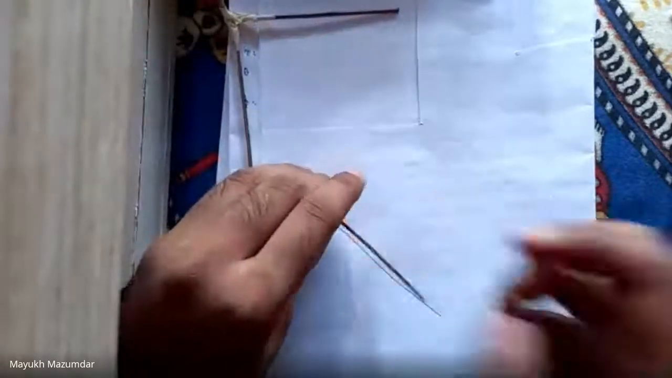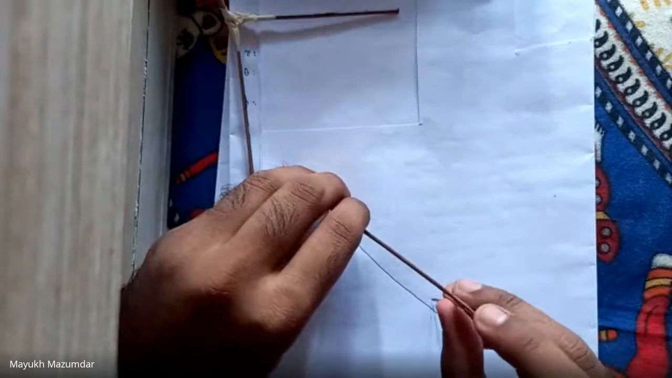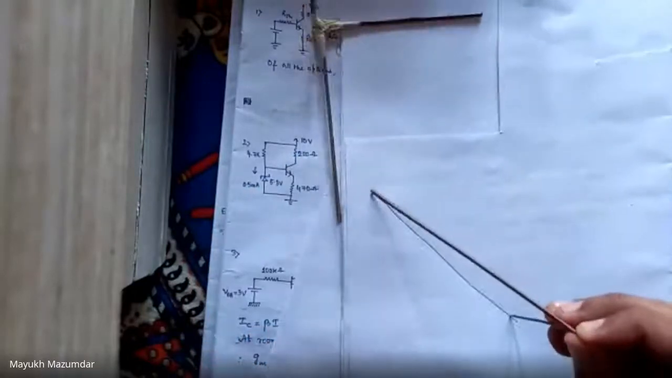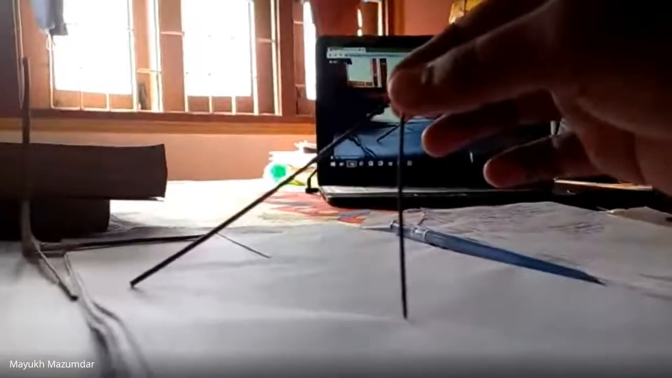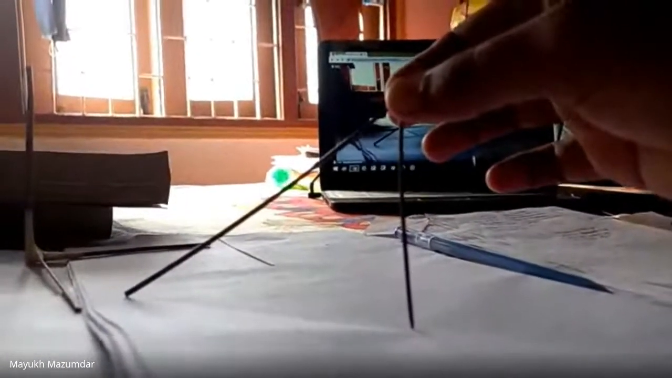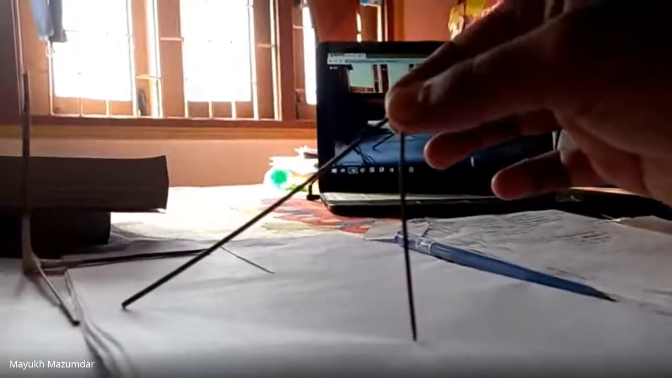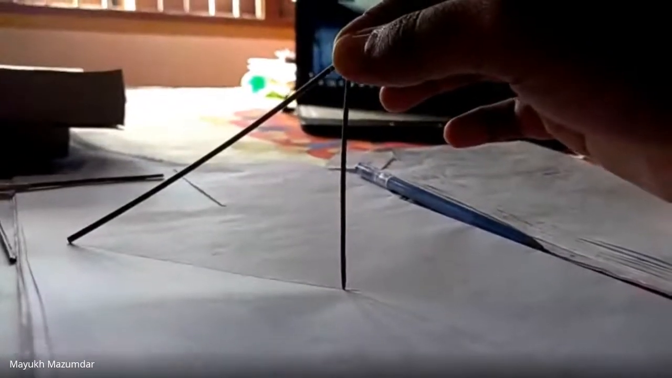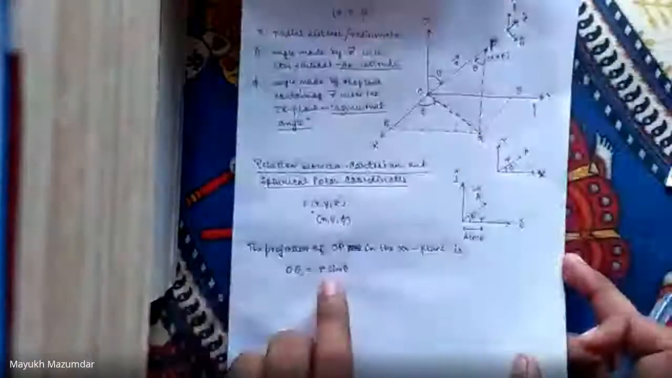And this is your R vector, and this is your perpendicular. So you can see it's a right angle triangle. Isn't it? It's a right angle triangle. Is it clear, everyone? How it is a right angle triangle? So the projection is the perpendicular of the triangle, and we know that the perpendicular component is the sine component.